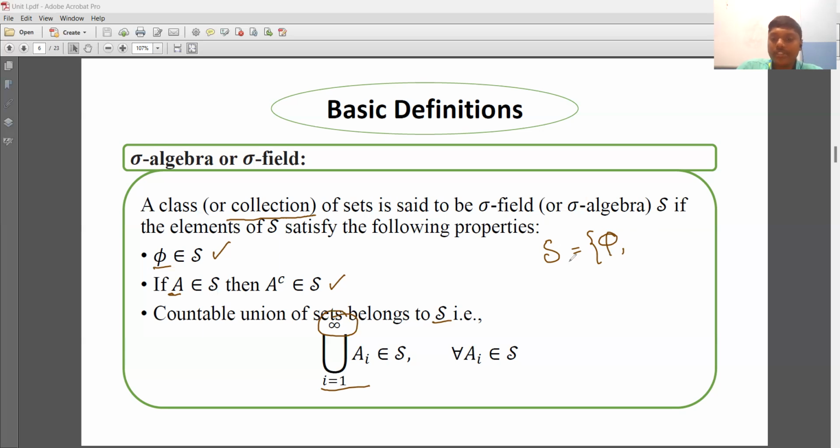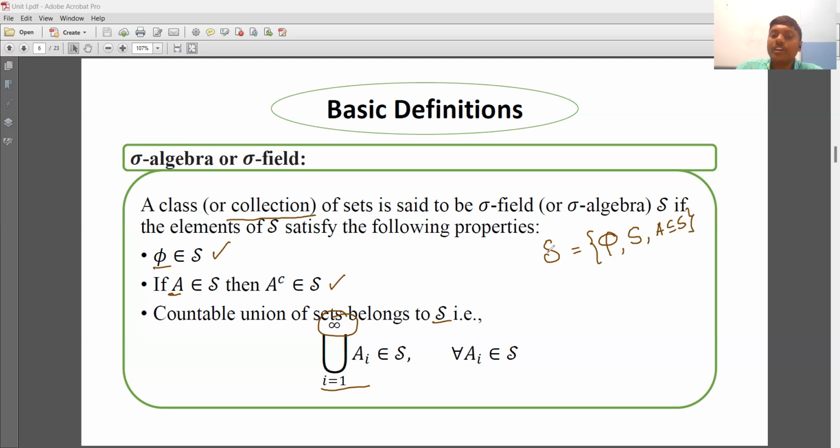Now, if I think about a set S, I'm considering that set as the universal set. Then what will be the complement of the null set? The complement of the null set is going to be the set itself. So I must have that set here. If I'm trying to construct a sigma algebra around that set S, then the collection should start with the null set and the set itself, and then we'll consider all the possible subsets of S.